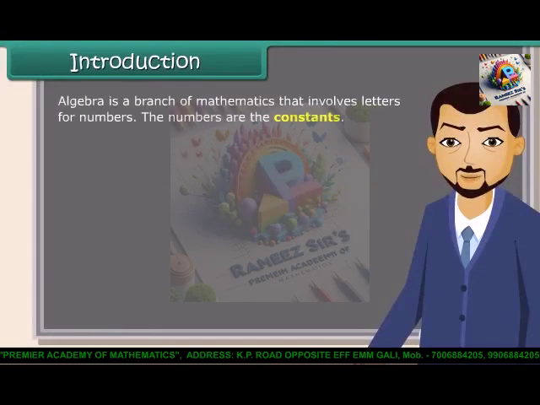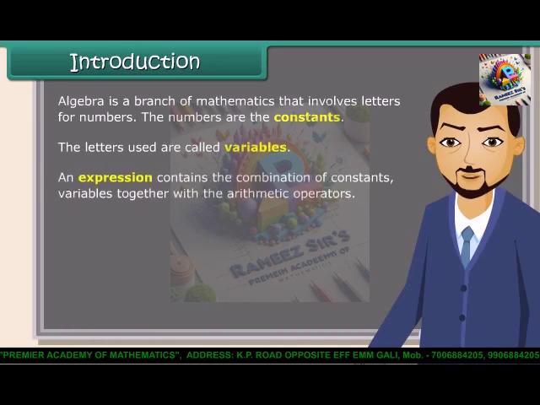Algebra is a branch of mathematics that involves letters for numbers. The numbers are the constants. The letters used are called variables. An expression contains the combination of constants and variables together with the arithmetic operators.